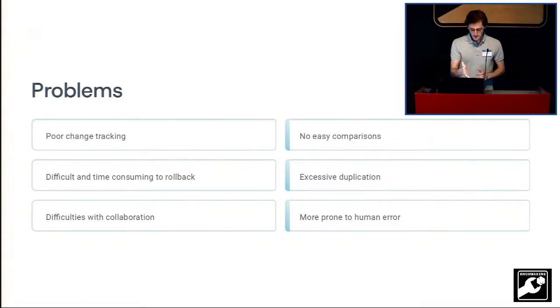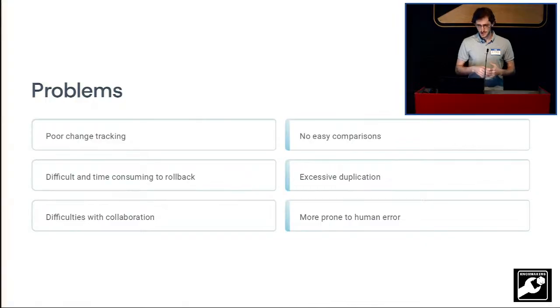So the main problem is poor change tracking, right? You don't know what changed, you don't know why it changed, and you don't know when it changed, right? So you may say, oh, I got my timestamps on my files, but you try to move something from your computer to your hard drive, and all of a sudden all your timestamps are gone, right? You can't easily compare the different versions. It's difficult and time consuming to roll back to a previous one because you have to first identify what is the correct previous one and which parts are the correct ones that I have to revert to, right?